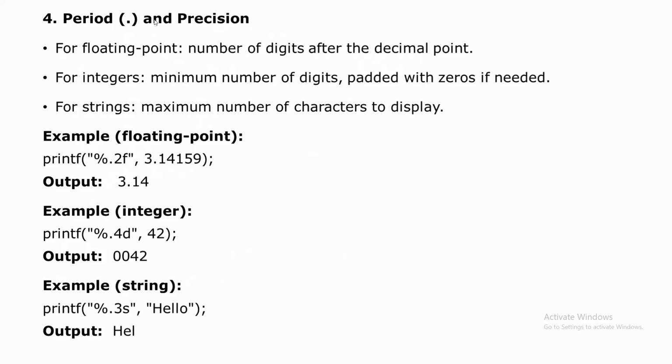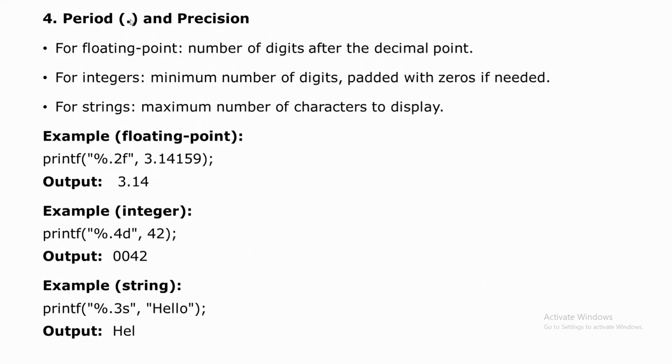Now we come to another important concept called precision. Precision controls how accurately data is displayed. It behaves differently for different data types. Let us study one by one. See example printf("%.2f", 3.14159). .2 means display two digits after the decimal point. So the output becomes 3.14. The remaining digits are removed after rounding.